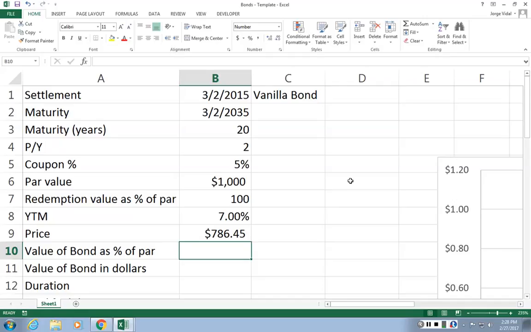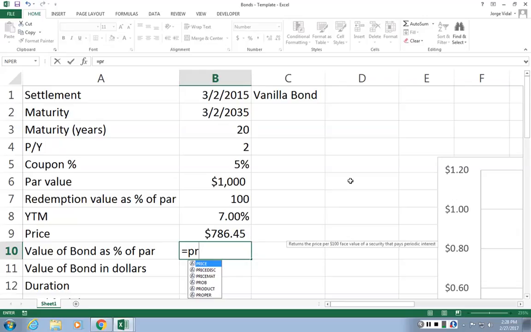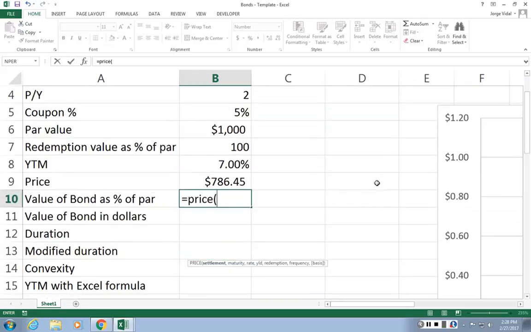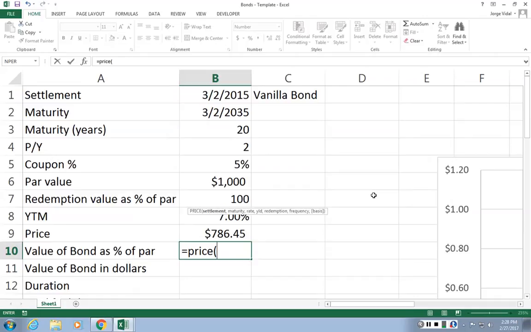Now let's use Excel functions. So that will be the next cell. It's equal, and the function in Excel is really simple to remember. You're looking for the price of a bond. The function is called PRICE. Okay. Now, what is Excel asking you for? Settlement. So click on the settlement date. Okay. Comma. It's asking for maturity. So click on the maturity.